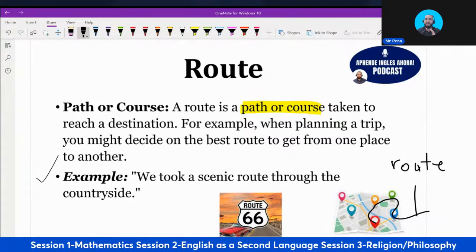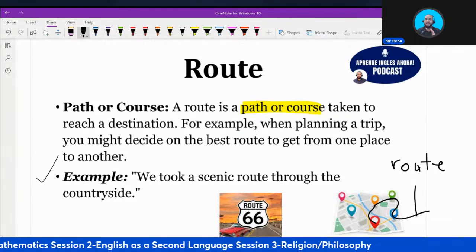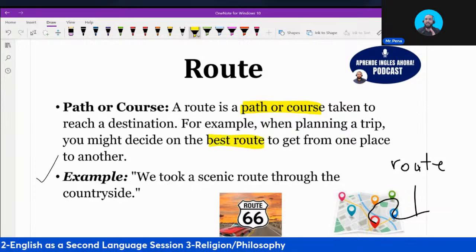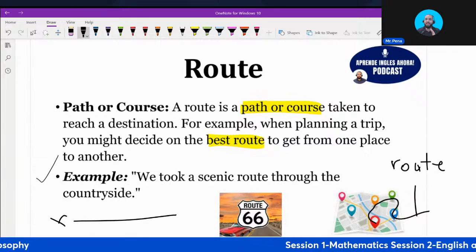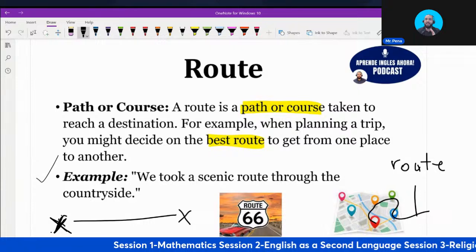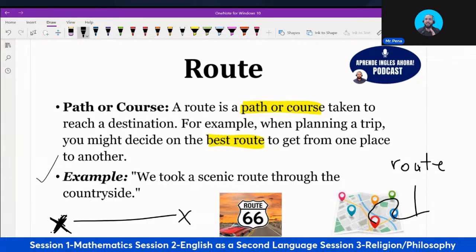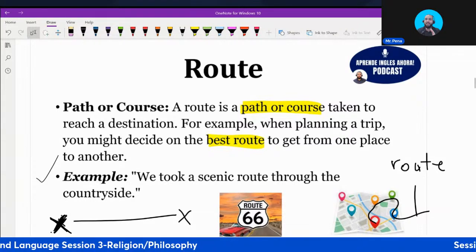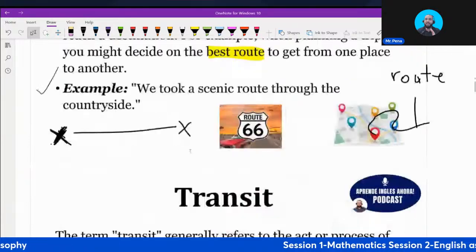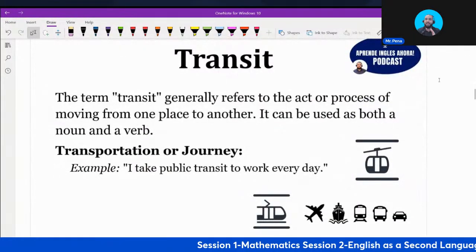And so when we plan a trip, we want to choose the best route to get from one place to another. So routes take you from point A to point B. Routes take you from point A to point B. That's what we mean by a route, a path or a course. Now we move on to the next one, which is transit.